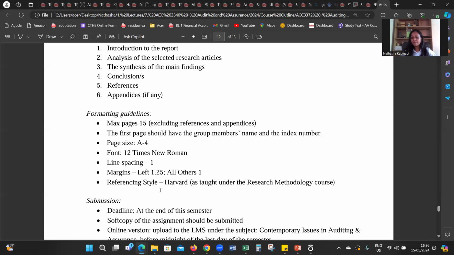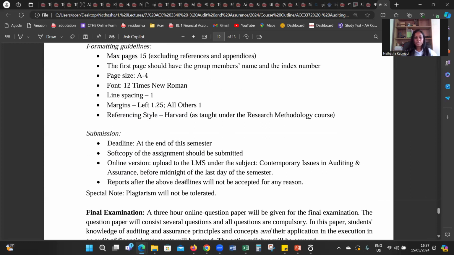And the reference style. Why? Now you are doing this assignment. You are preparing this report with the journal articles. So you are quoting, you are getting the information directly from the journal article. You can't use those details without quoting them, without giving due reference to those authors. That's why you need to use a reference style, Harvard, right? Harvard reference style you need to use.